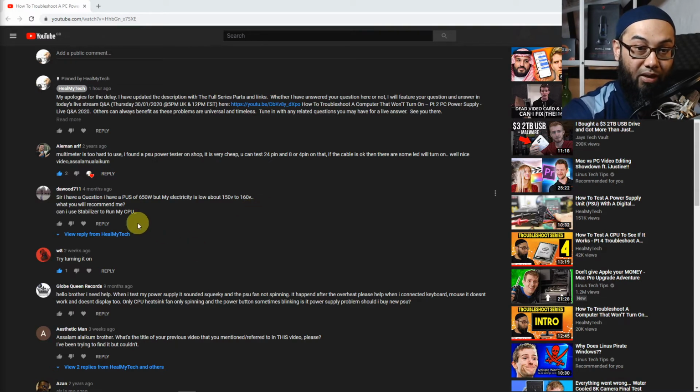What will you recommend me? Can I use a stabilizer to run my CPU? Okay, first of all, I am aware that in some other countries the AC voltage is lower. Here in the UK we have about 230 to 240 volts. Because I don't have practical experience in this, I'm not entirely clear about what you're asking.